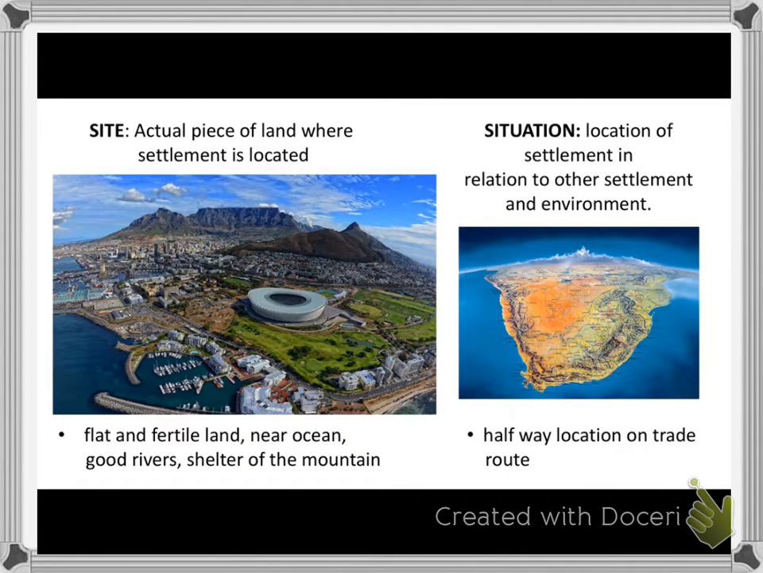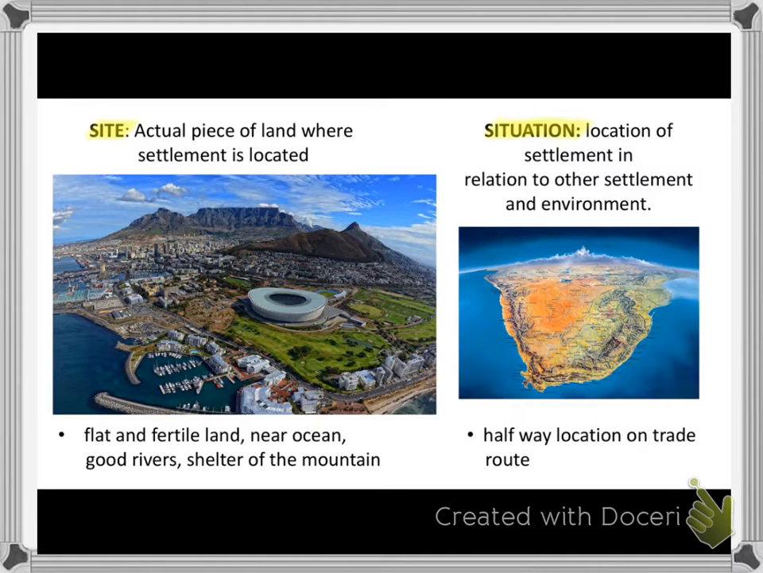Then, site and situation. This is an extremely important topic to understand. They like to ask questions regarding this, so make sure you understand both site and situation and the difference between the two. Site is the actual piece of land where the settlement is located. What I always imagine is, if I was a settler hundreds of years ago and I walked around, what would I be looking for in a piece of land? Why would I choose that land to settle there?